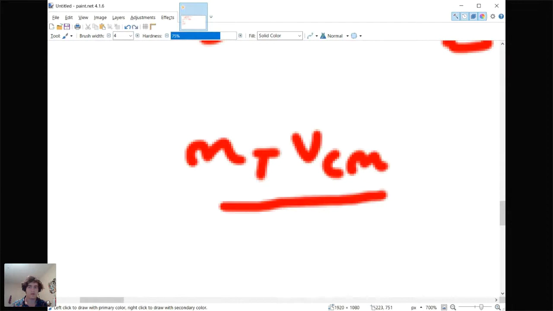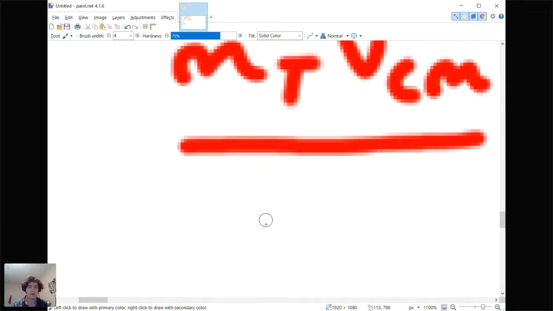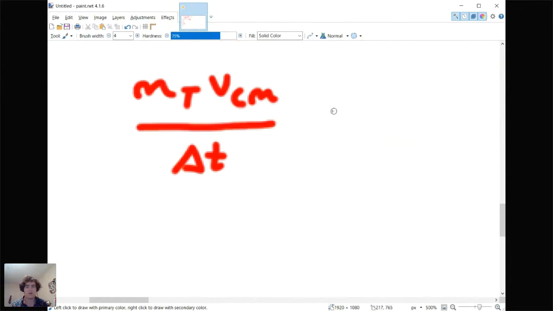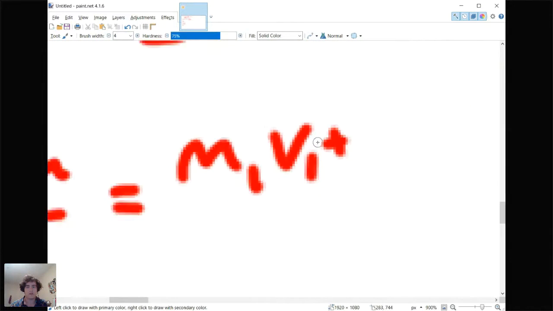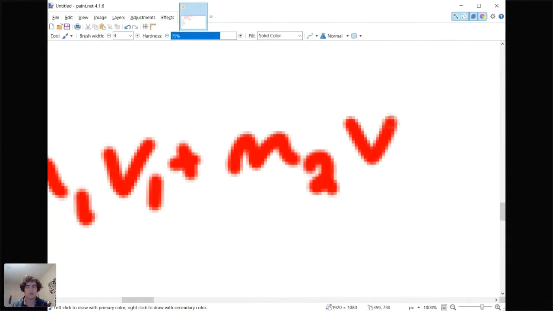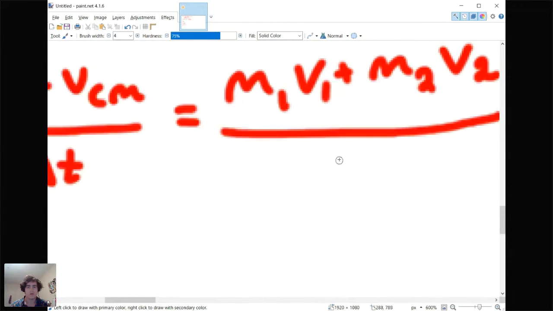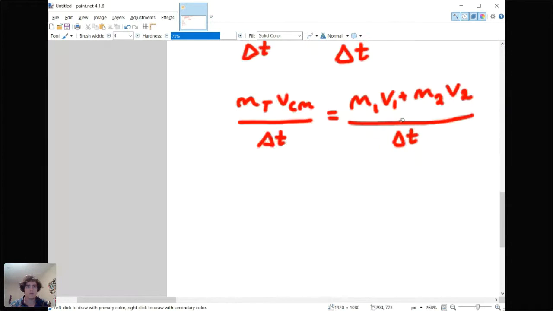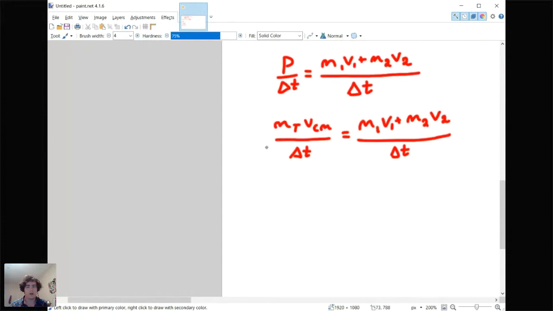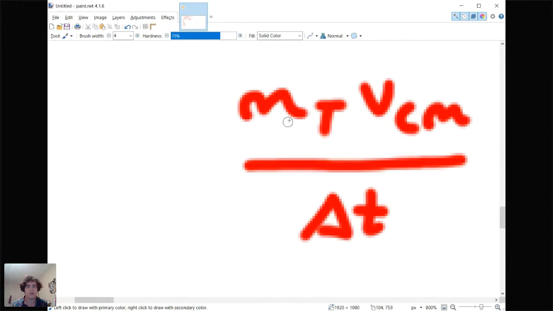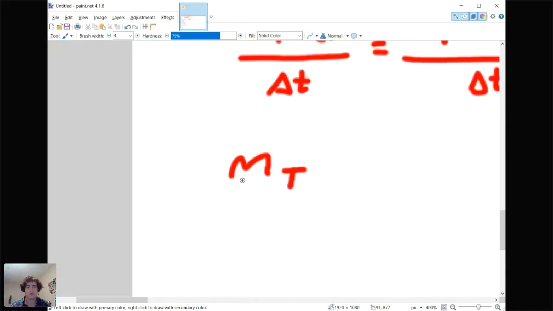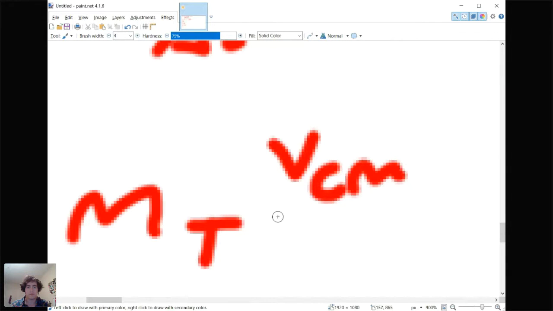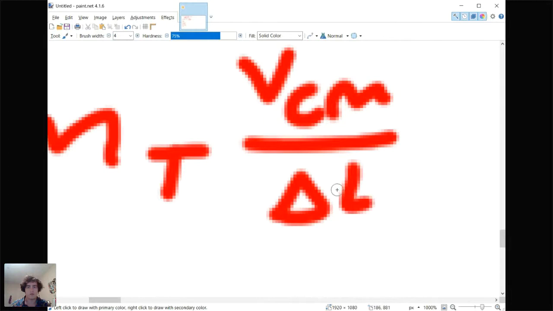And that over delta t is equal to m1 v1 plus m2 v2 over delta t. And the next step here is going to make it a little more obvious. So this is simply like a coefficient on the fraction, so we can move it out to the front and consider this one thing as a single fraction, right? So that's total mass times the velocity of the center of mass of the system divided by delta t.